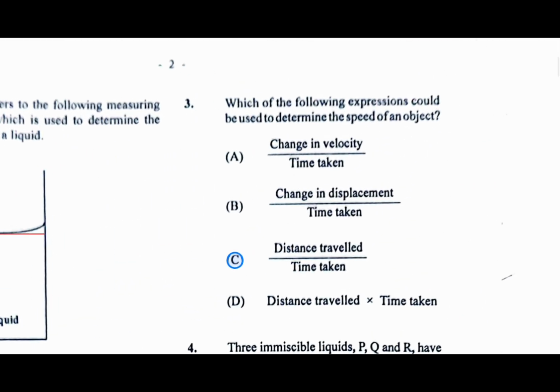Question 3. Which of the following expressions could be used to determine the speed of an object? If we are talking about speed, then the formula there is distance over time. Some of you might be tempted to put change in displacement over time taken, but this formula would be wrong in this context because this is actually the formula for velocity. A lot of times velocity and speed are used interchangeably, but you need to be able to make the distinction. Velocity is a vector quantity that has size and direction, but speed only has size. So just be careful of this.